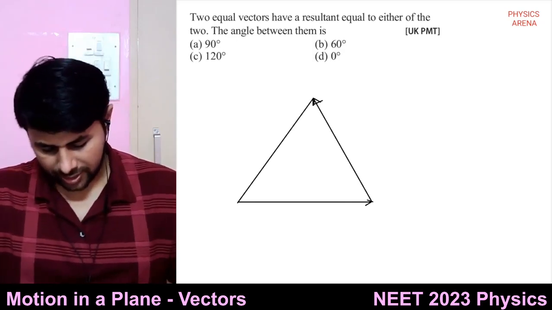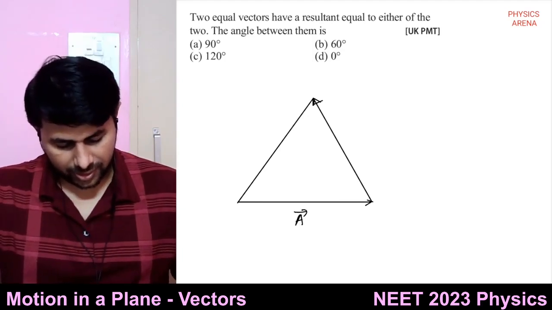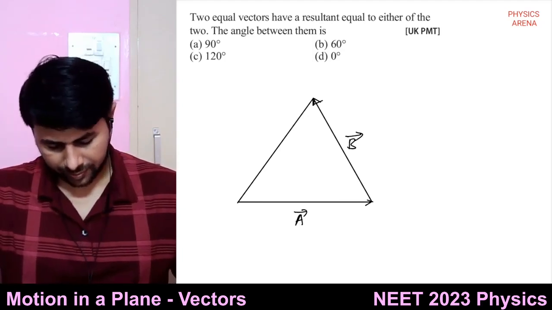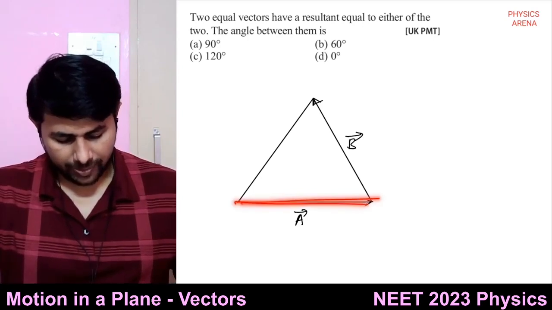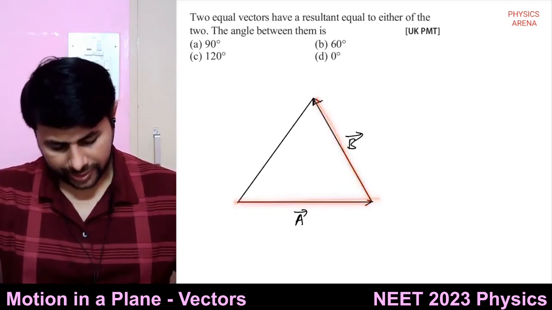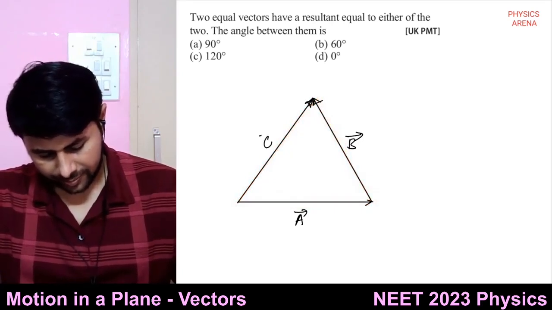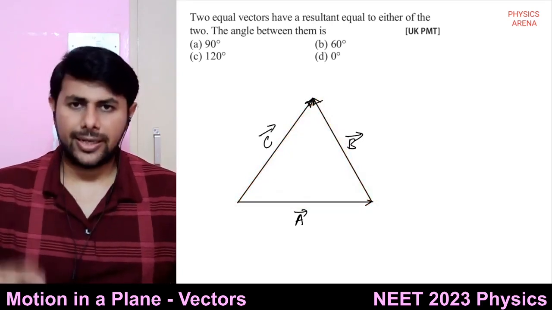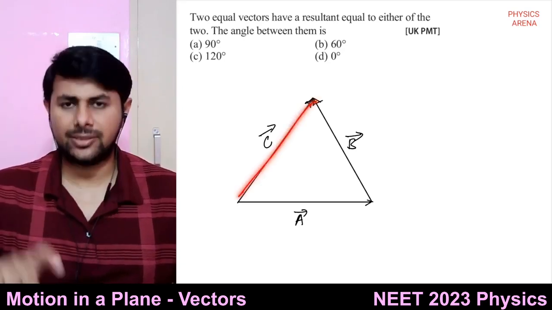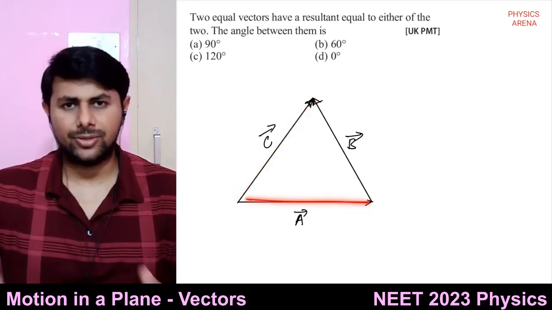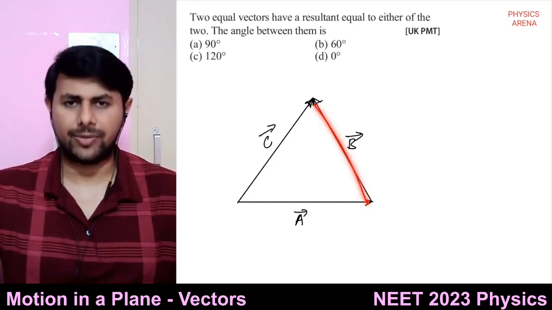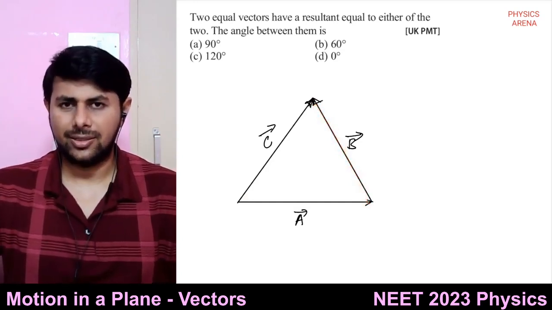Okay, so suppose this is my A bar, this is my B bar. A bar plus B bar will give me what? This C bar. So the magnitude of this resultant is equal to the magnitude of A bar, or it is equal to the magnitude of B bar, right? So this must be the case. Yes, no?